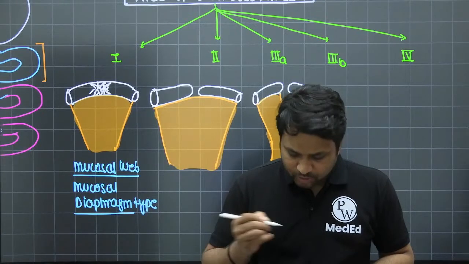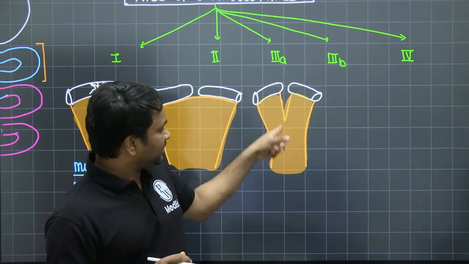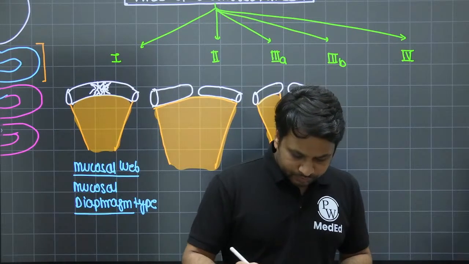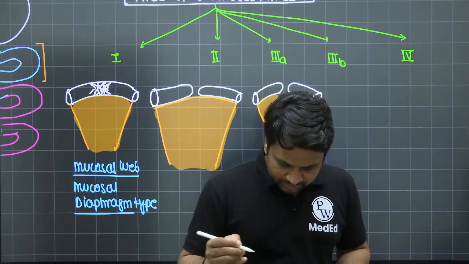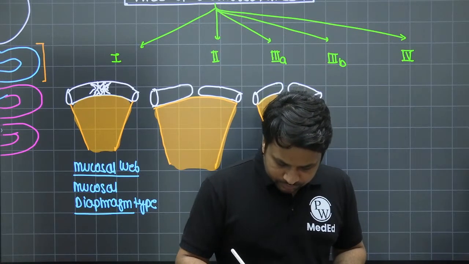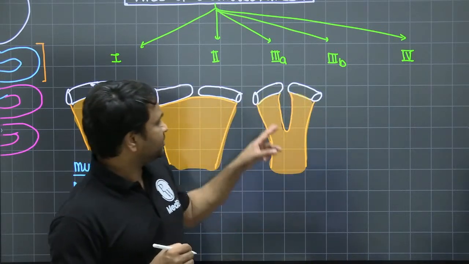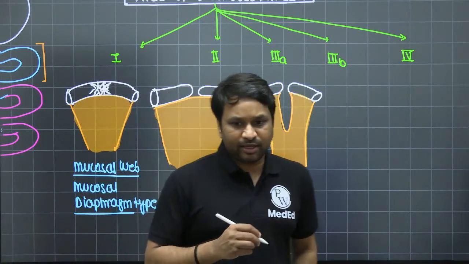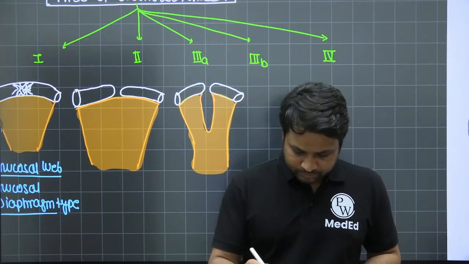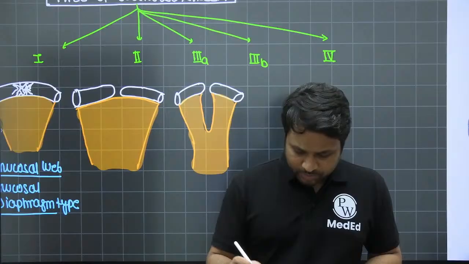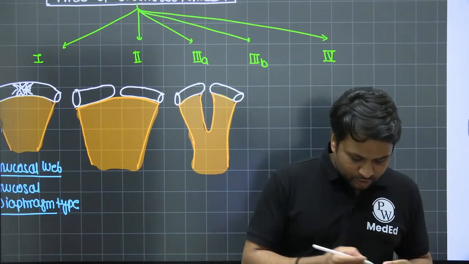Now 3B variety is going to be very typical because in a 3B variety, you can see, as in 3A variety, there is a mesenteric defect also. There is this mesenteric defect in a 3A component as well. Now in a 3B component, you will see there is a complete separation of the two ends of the jejunal loop.